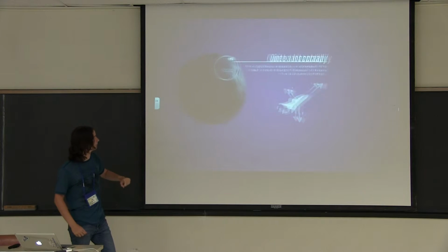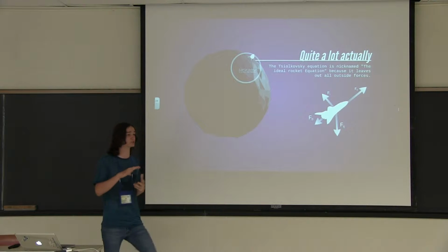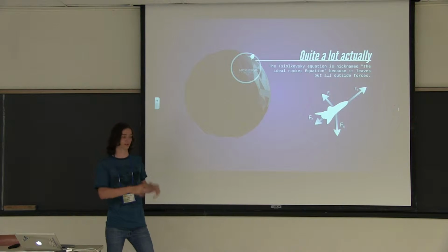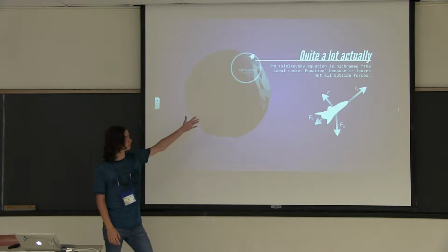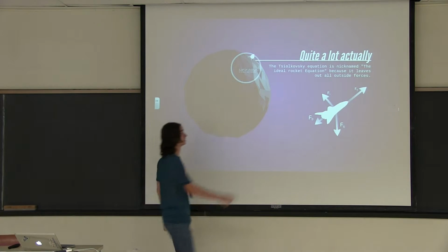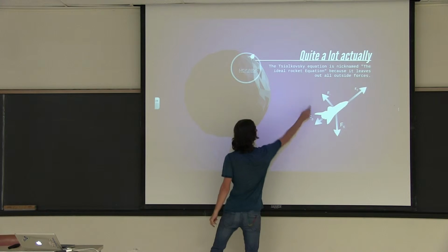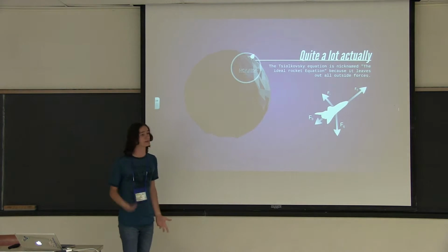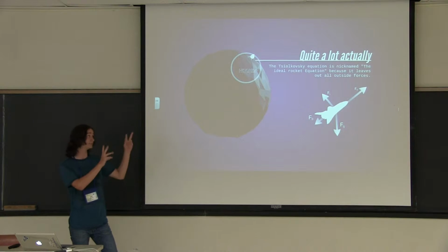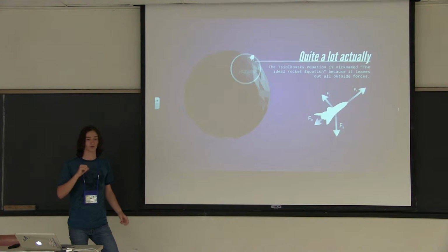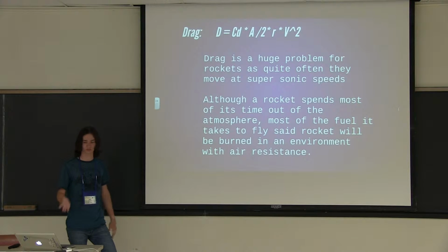So yeah, it turns out, what can we do with this equation? It's cool. It shows us everything about rockets. Well, actually, we can't do quite a lot because it ignores drag, weight, and lift, which are all very important things. Obviously, this is the ideal rocket equation, so it has an ideal situation. So let's analyze each one of those forces.